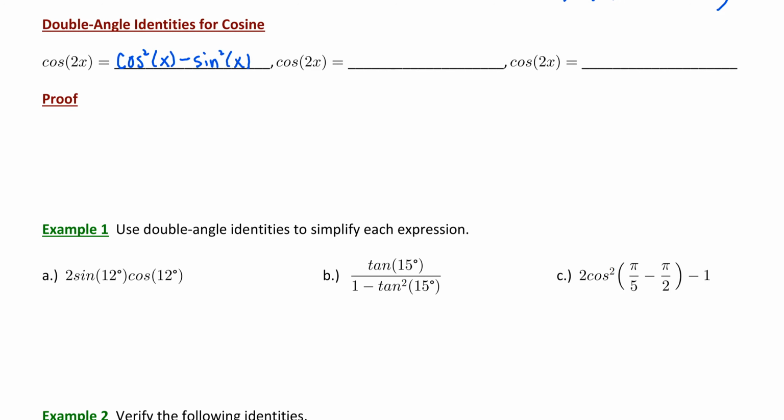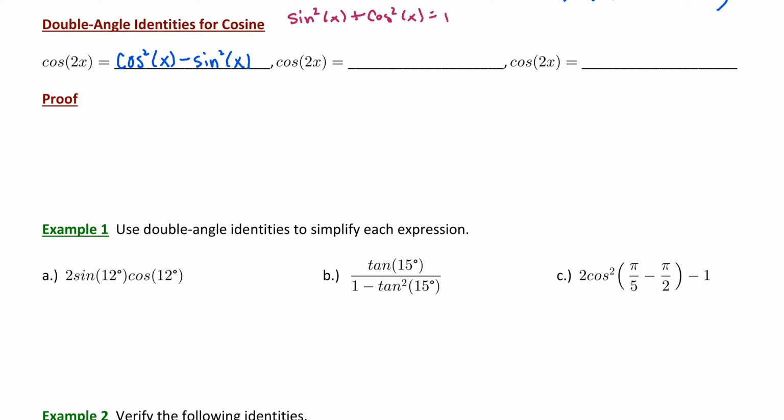Now, this is not to be confused with the Pythagorean identity. That is sine squared of x plus cosine squared of x equals 1. So pay close attention to the details of certain expressions. If you see sine squared of x plus cosine squared of x, then we can replace that with 1. But if we see the difference between the squares, cosine squared of x minus sine squared of x, then that gives us our double angle identity.